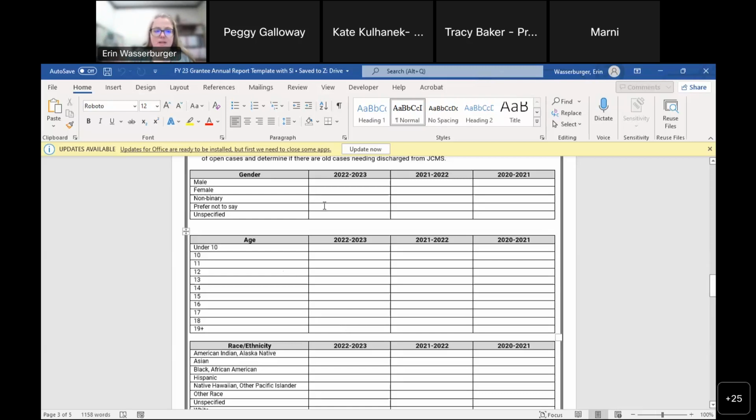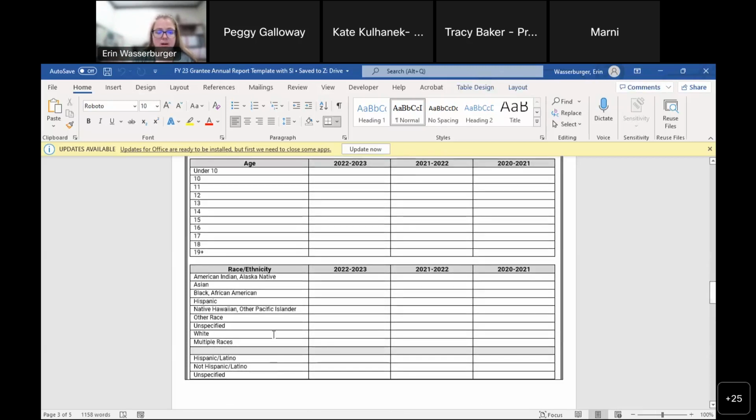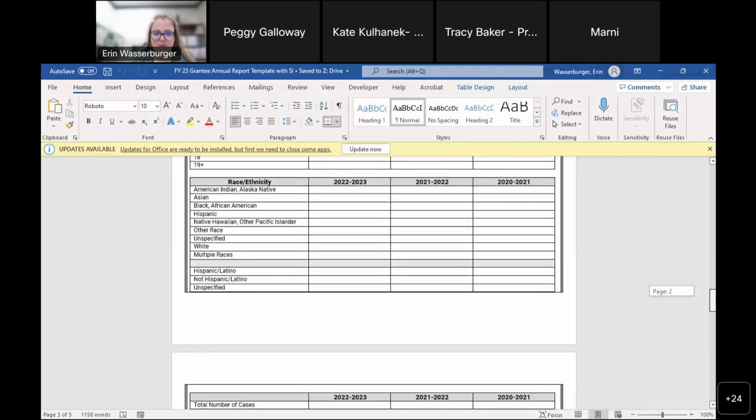The non-binary field was added. I don't believe it was available in 2021, so you probably won't see that at all in that year. Similar to that, the Hispanic Latino category was added new this year, so you'll have it for 22 and 23, but not the other 2 years. We understand that. We're the ones that put those in the system.